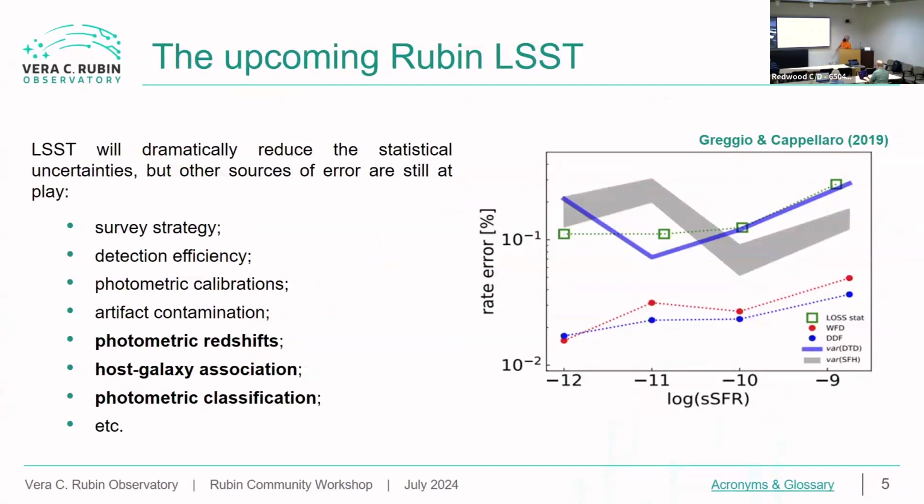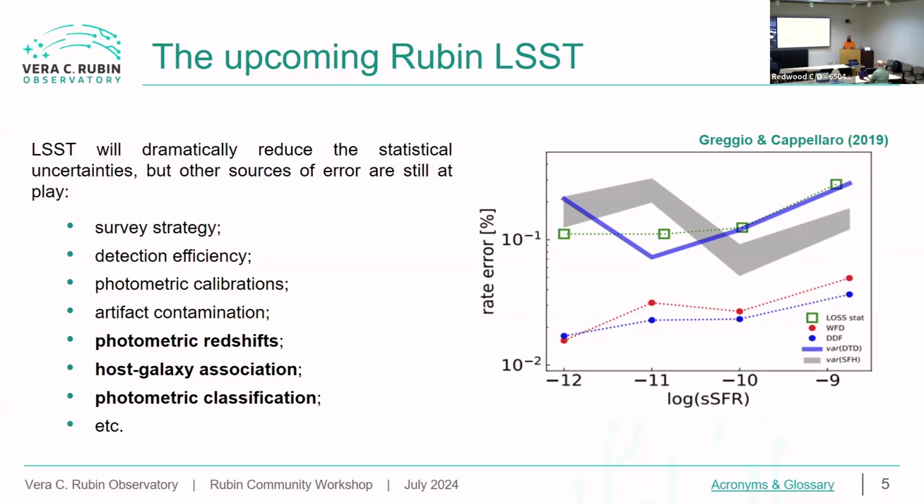In this theoretical work, you can see that these bands are the uncertainties you expect on the models. That depends on the uncertainty on both the stellar evolution models and also the star formation rate that you can measure. And these points, the blue and the red one, are the expected statistical uncertainties coming from LSST, which are way lower than the uncertainty that we have on the model. But of course, it is not just about statistics. You have other sources of uncertainty that are contaminating your measurement, and some of them are listed here.